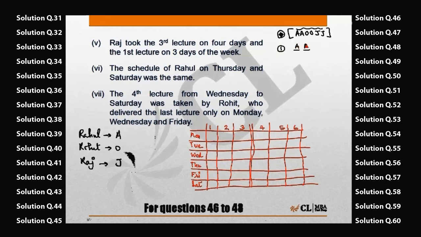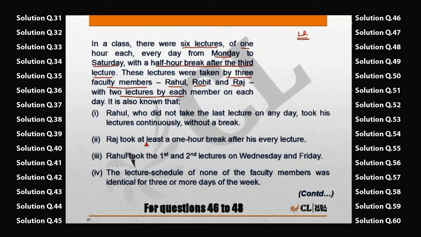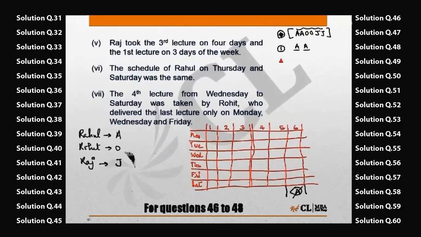Rahul took a lecture continuously without any break. The last lecture was not taken by Rahul. So none of these lectures were taken by Rahul. So that is the first condition. Raj took at least 1 hour break after his every lecture. So the second condition is, what is not allowed is this. So 2J cannot come together.